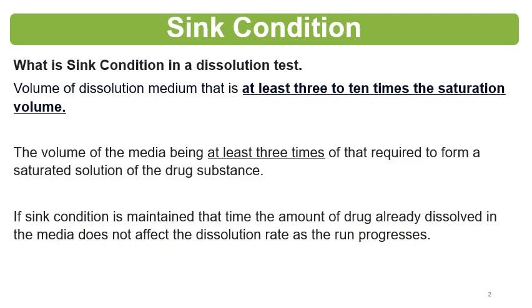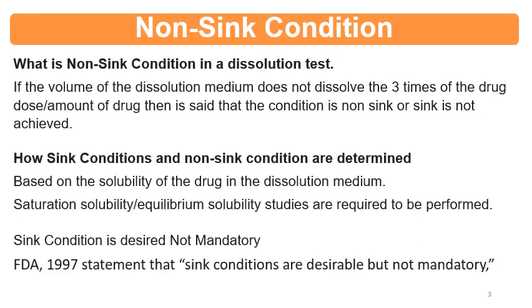Then many times, if solubility is not obtained, apparatus like USP type 3 or USP type 4 are used. So sink condition is the most important thing. If sink condition is maintained, the amount of the drug already dissolved in the media does not affect the dissolution rate as the dissolution run progresses. So this is the information regarding sink condition. Now what is non-sink condition?